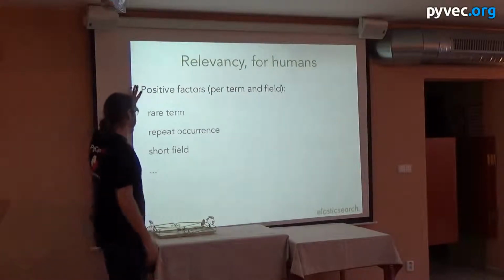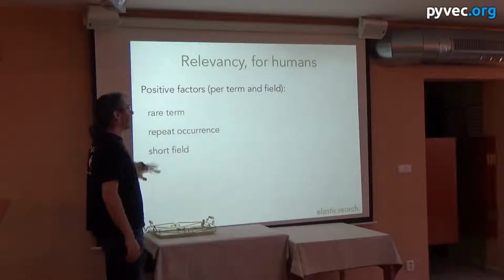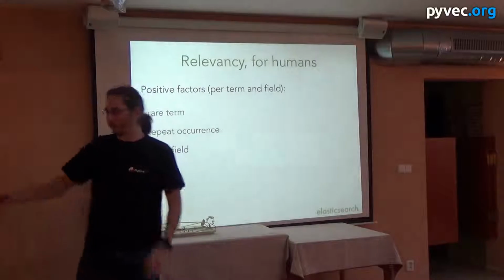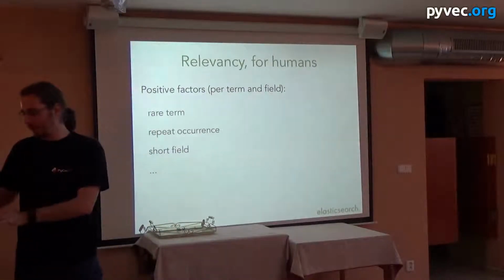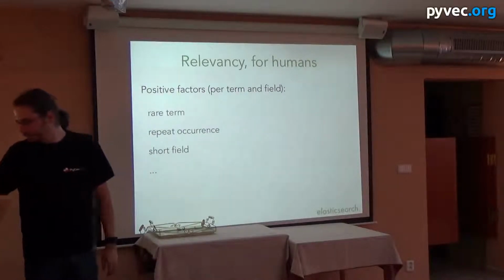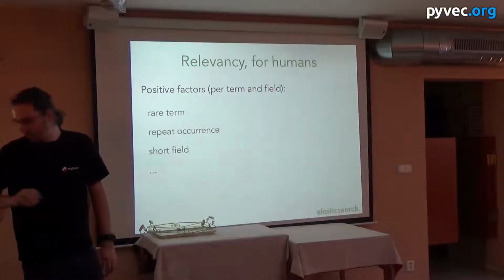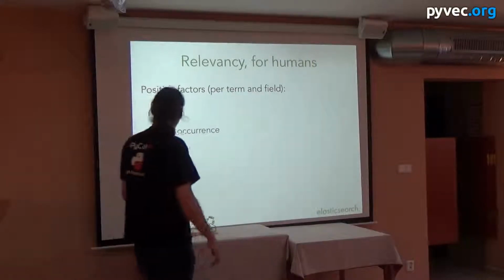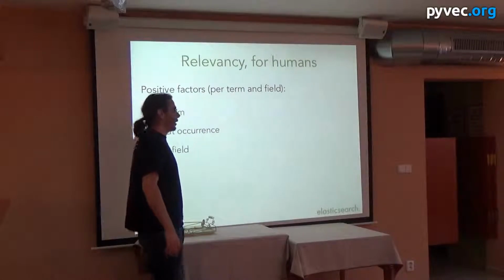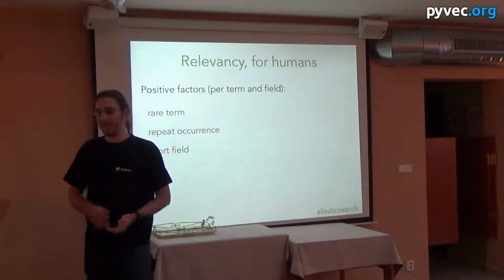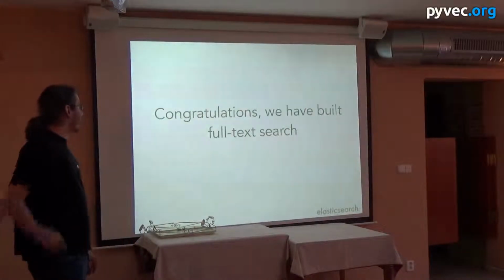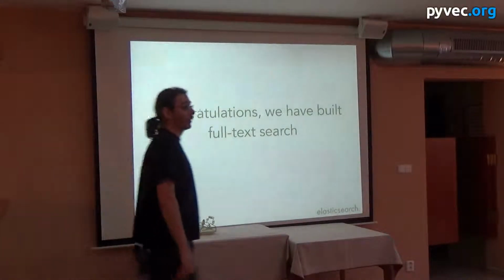So as I said, there are several aspects that go into computing the overall score. And these are it: the rareness of the term, the number of occurrences in the field, and the length of the field. And that is it.